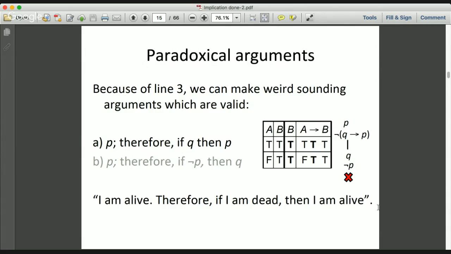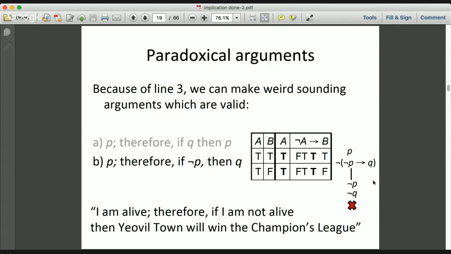Now, it seems like it shouldn't be valid, but it's valid because of the definition of the material conditional. Right. Here's this one, P, therefore if not P, then Q. I am alive, therefore, if I'm not alive, then Yeovil Town will win the Champions League.